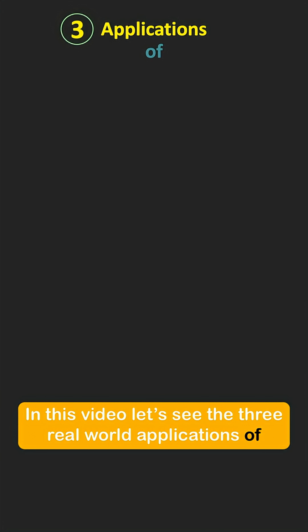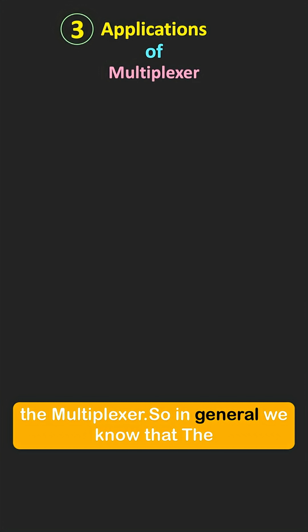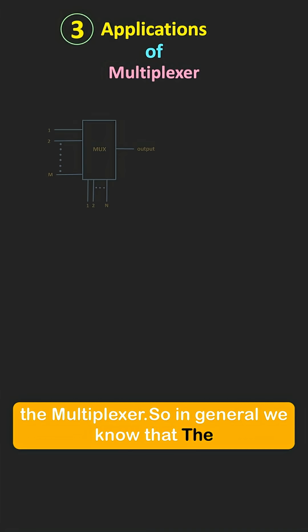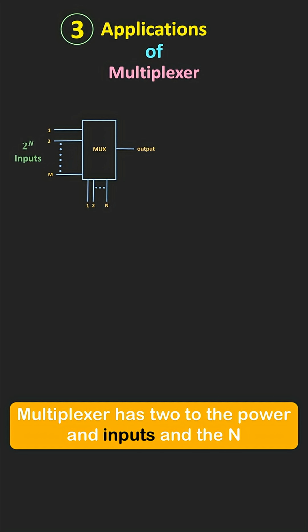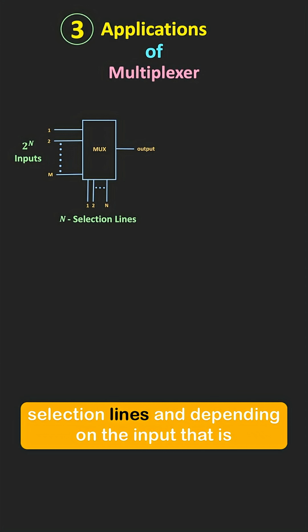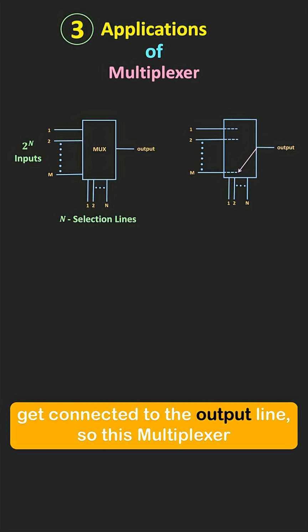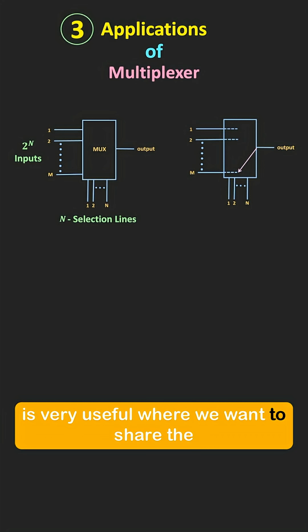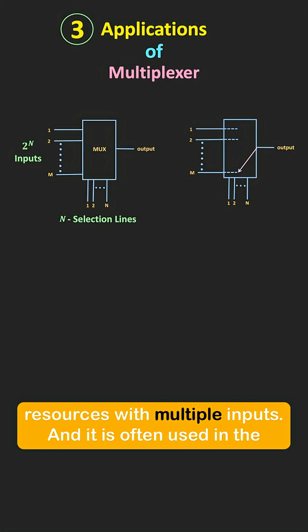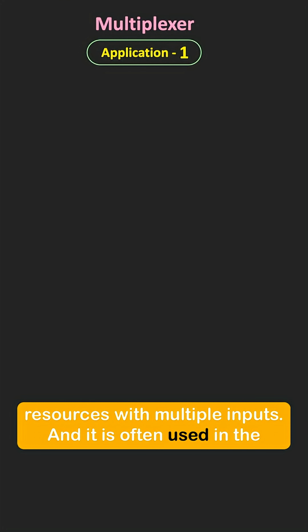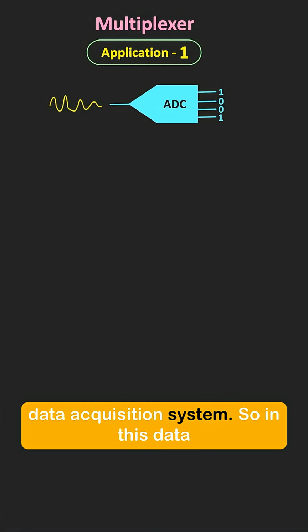In this video, let us see the three real-world applications of the multiplexer. In general, we know that the multiplexer has 2^n inputs and n selection lines. Depending on the input that is applied to the selection lines, only one of the inputs will get connected to the output line. So this multiplexer is very useful where we want to share resources among multiple inputs, and it is often used in the data acquisition system.